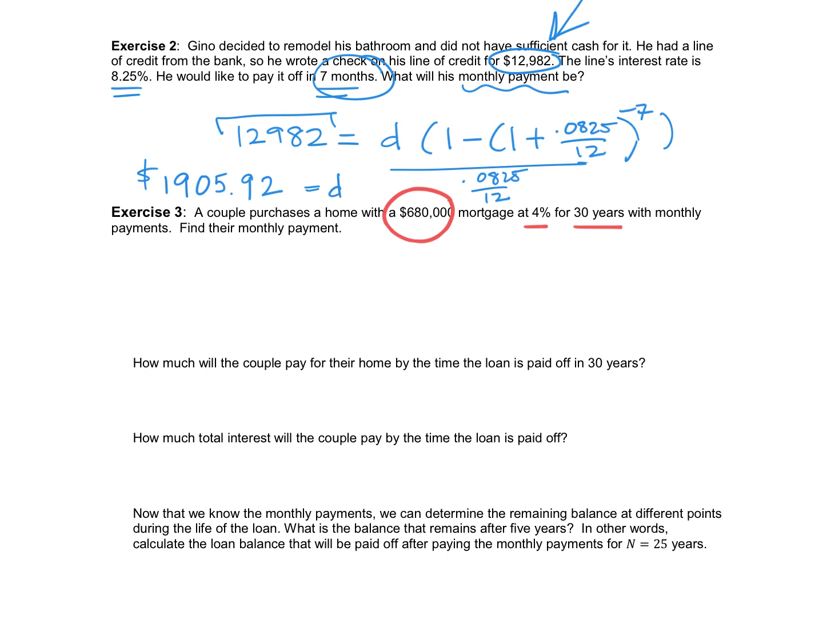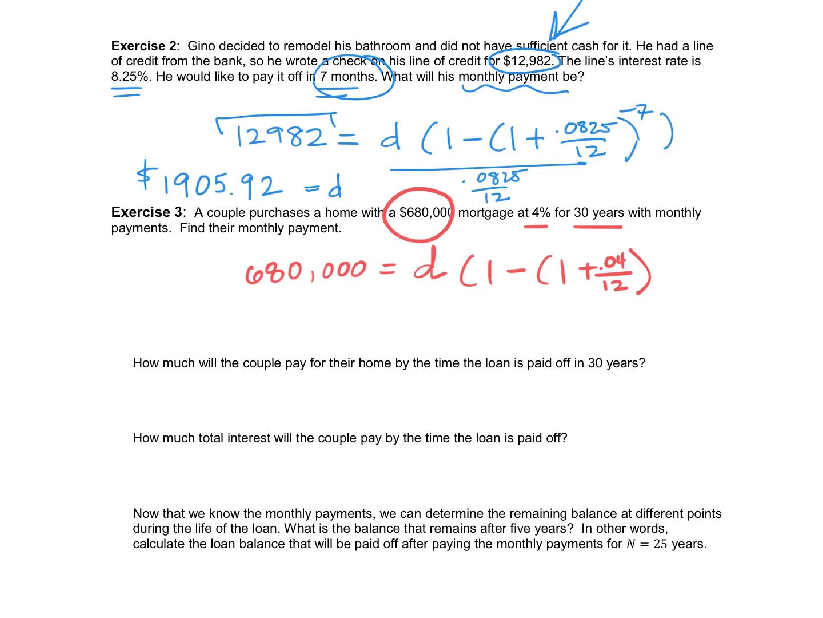So again, we have all the information that we need to plug into our formula. It doesn't say we make any kind of down payment, so we're going to say that we get the loan for $680,000. We want to calculate our payment. We're going to have 1 minus, 1 plus 0.04, that's what 4% is as a decimal.